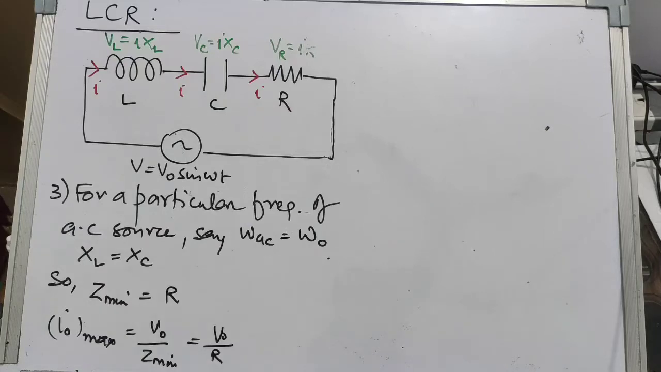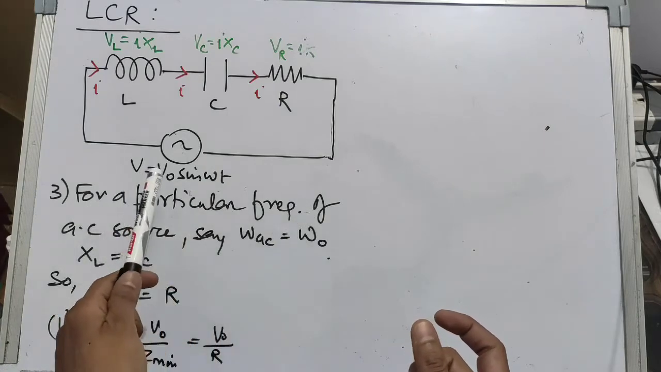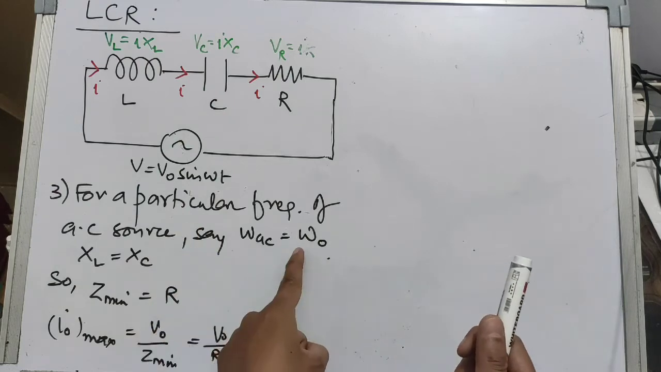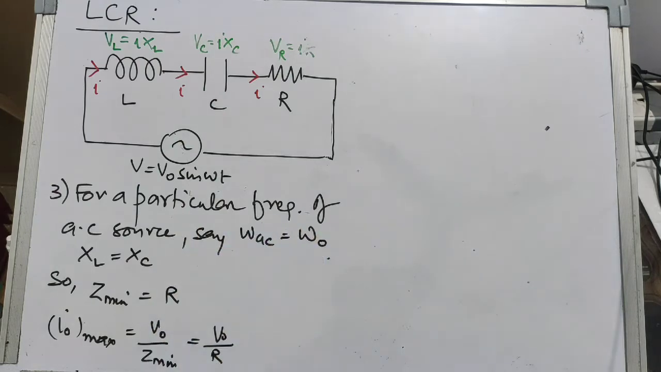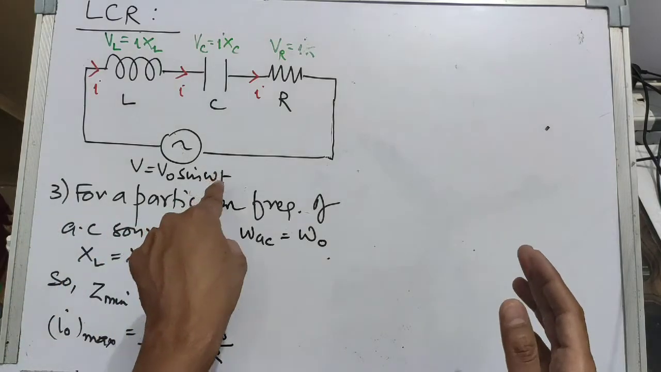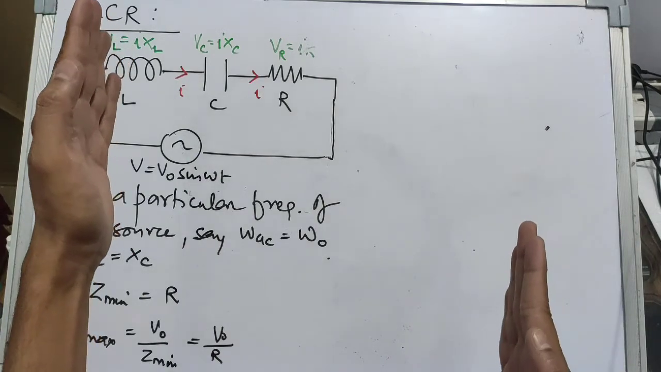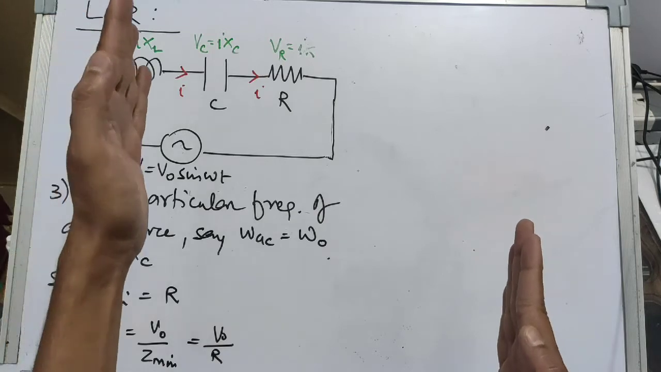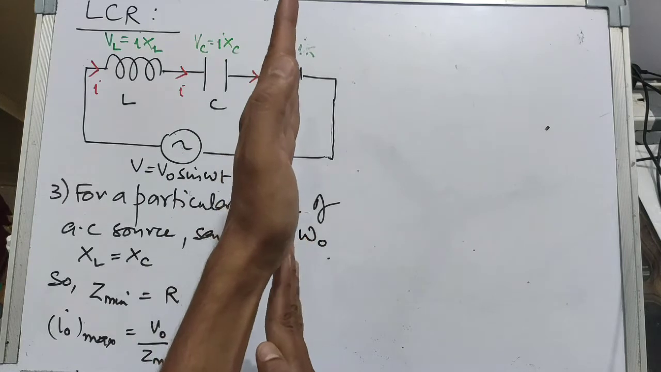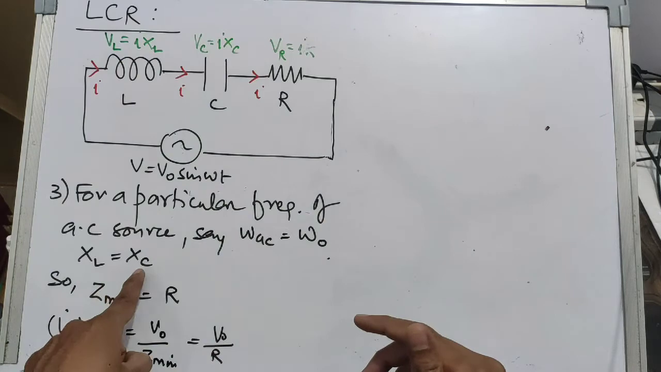Okay, now if you will see for the third case, that is for a particular frequency of this AC source, say omega AC is equal to omega naught, what we will find out is that XL and XC become the same. We know that as we increase the frequency of the AC source, say my left hand is XL, my right hand is XC. As I increase the frequency, XL will increase and XC will decrease, and at a particular frequency these two will become the same. So XL becomes equal to XC.